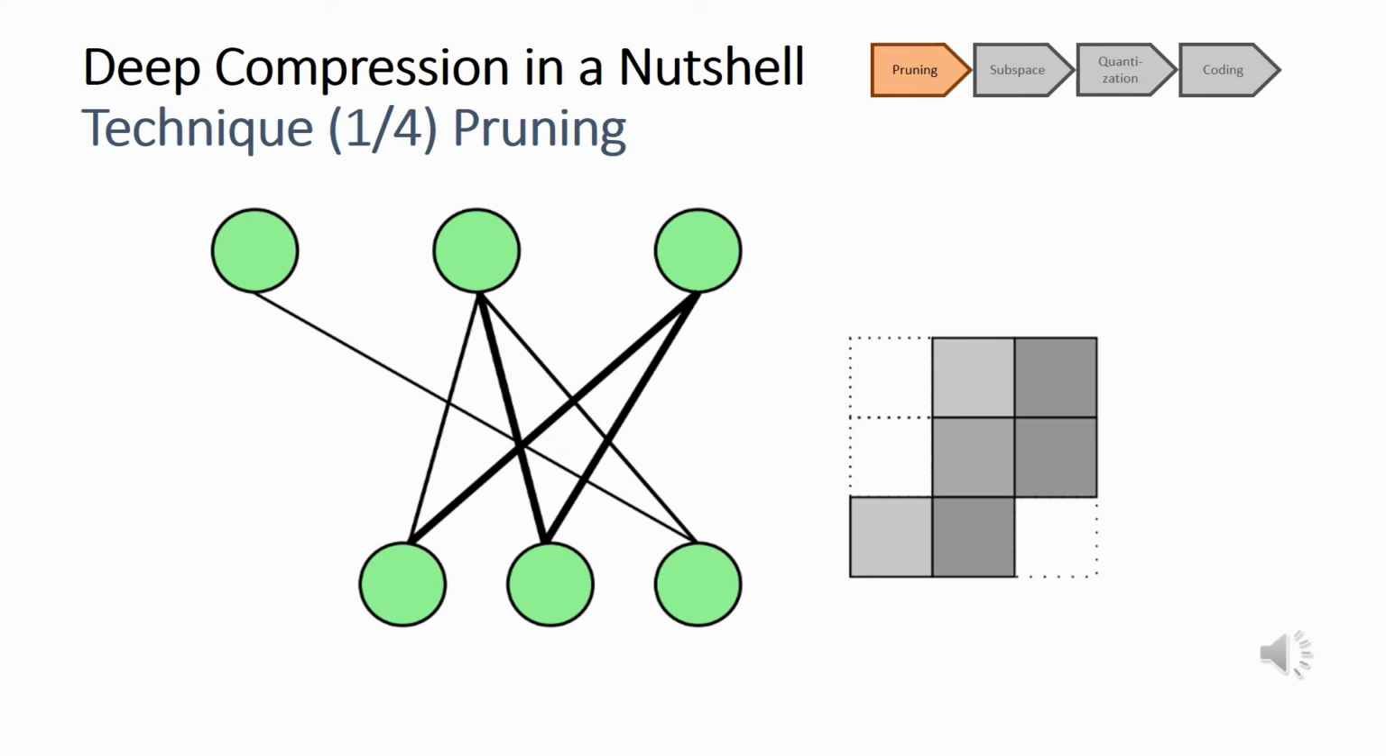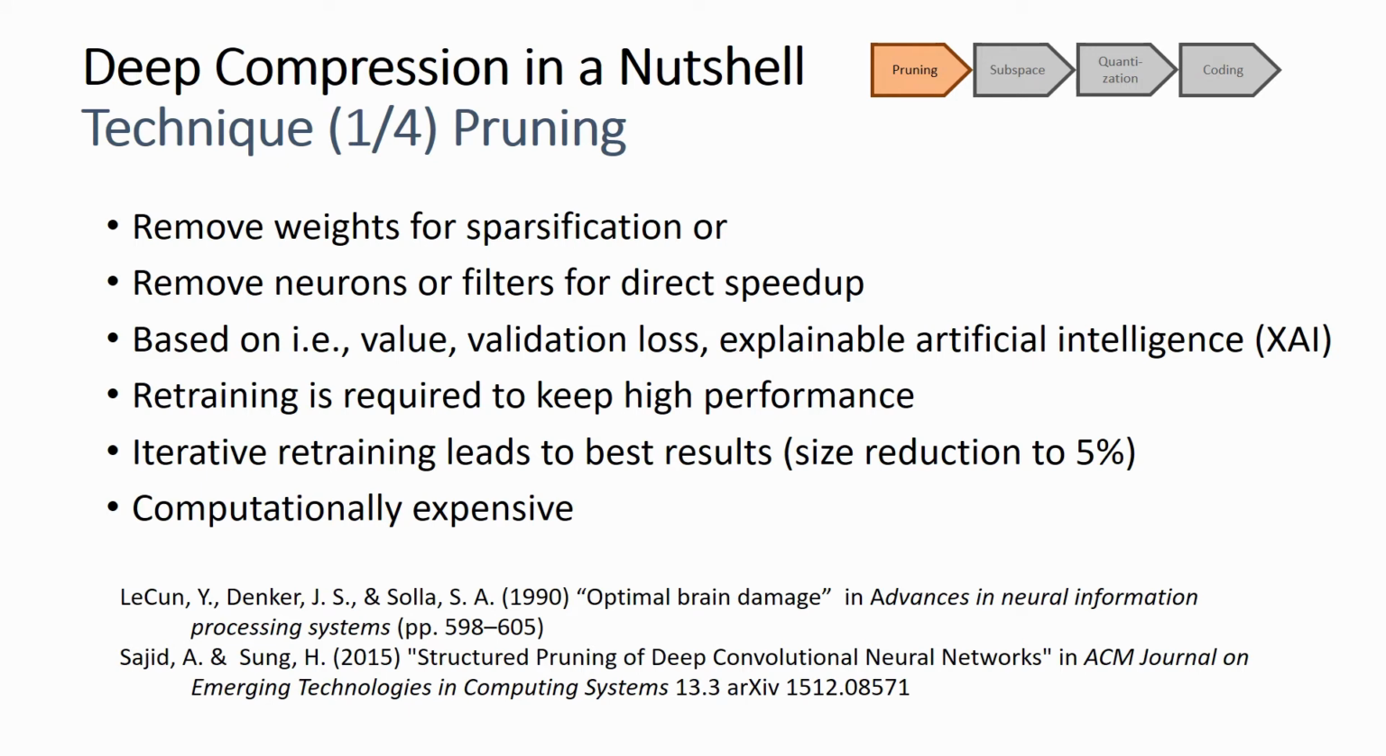The first technique is pruning. Pruning can be implemented as pruning individual weights for sparsification, or removing neurons or whole filters, which gives a direct speedup. This removal can be based on, for example, value, validation loss, or even explainable AI methods.